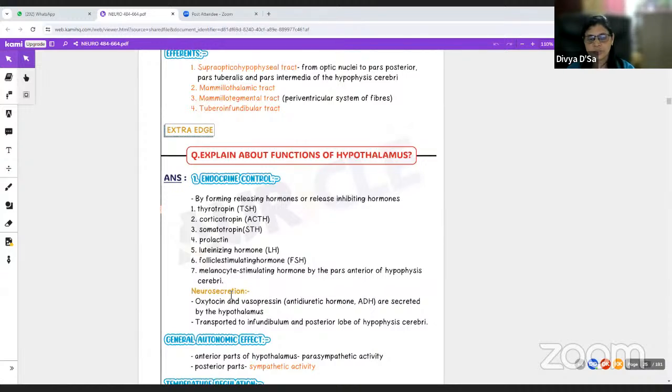Whereas the posterior pituitary, you should remember, does not produce hormones. Instead, it stores the hormones, which come from the hypothalamus. These are oxytocin and vasopressin. Vasopressin is otherwise called antidiuretic hormone, or ADH. They are secreted by the hypothalamus and brought to the posterior pituitary.